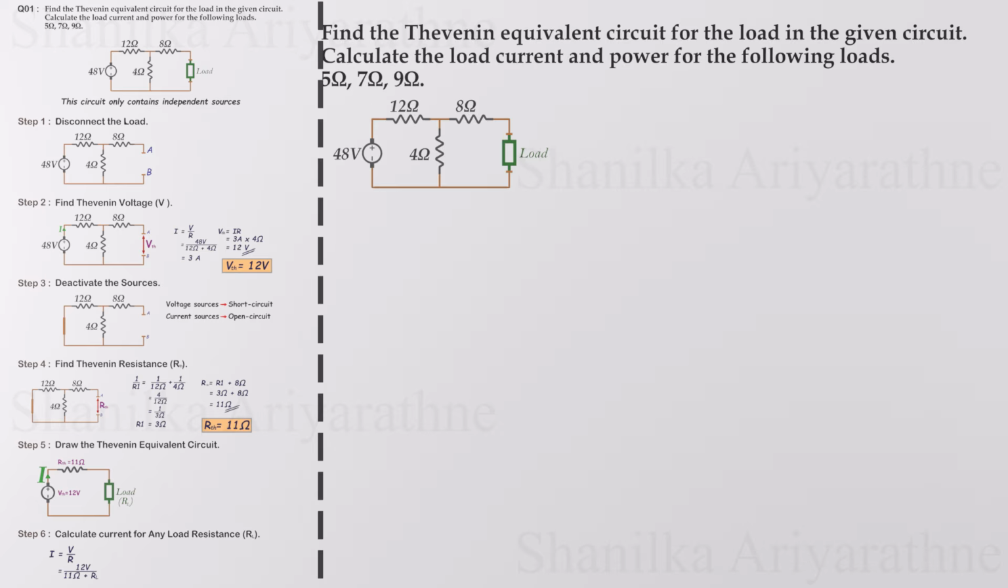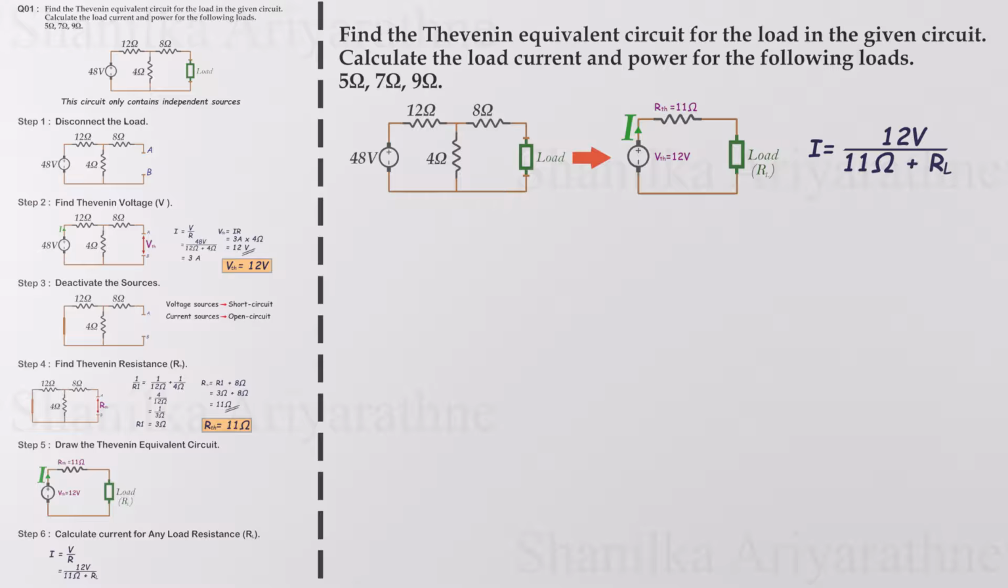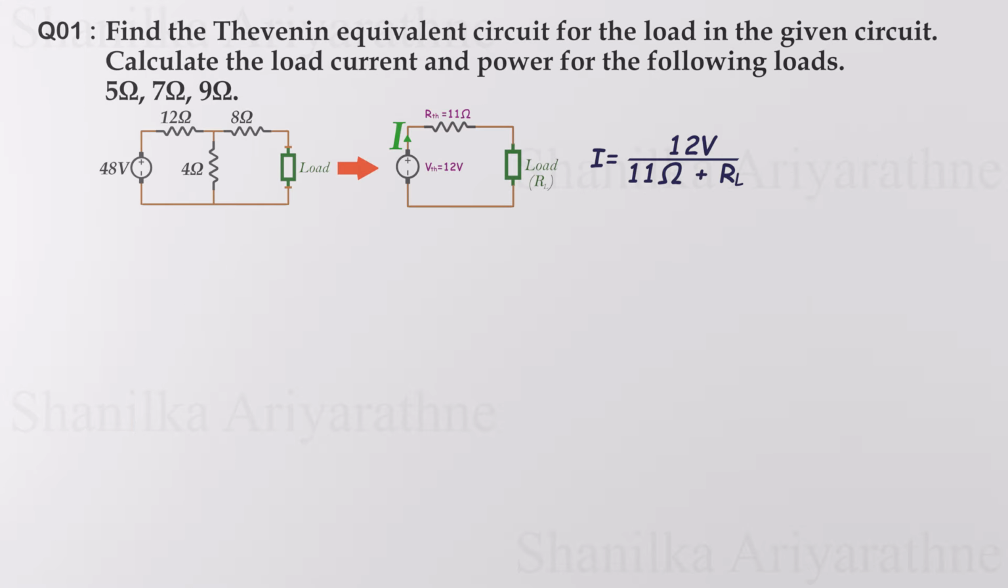We've simplified the original circuit into a much simpler one, consisting of just a power source, a resistor, and the load. This Thevenin equivalent circuit can now be used for further analysis, eliminating the need to work with the original complex circuit. Let's calculate the power for each load.